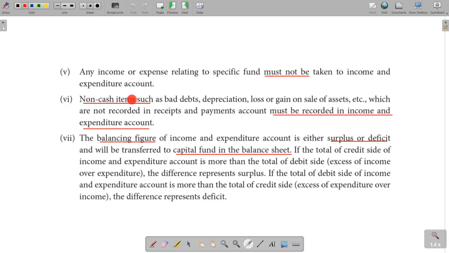Next, non-cash items we have already seen. What are non-cash items? Bad debts, depreciation, loss or gain on sale of asset, all these are non-cash items. Where should they be recorded? They must definitely be recorded in the income and expenditure account. So non-cash items will also be recorded in the income and expenditure account.